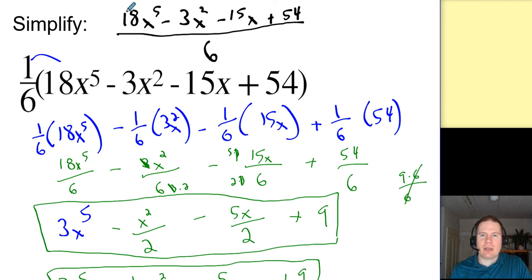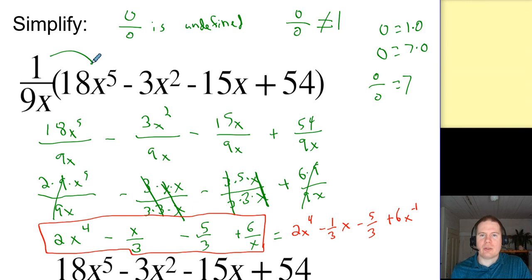I'm taking this, dividing it by 6. That's what I did. Taking this next term, dividing it by 6. Taking this next term, dividing it by 6. Taking this last term, dividing it by 6. And each of my terms is having this 1/6 distributed to it. Right? That's what is going on here.